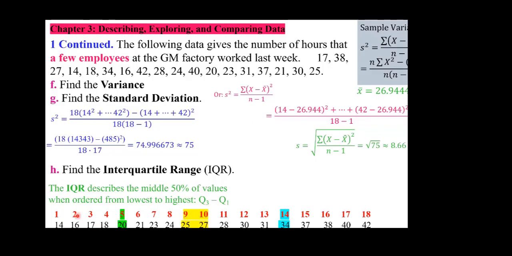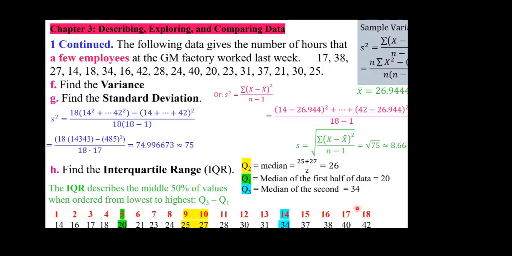Then you do the same thing to the bottom half. The median of the bottom half is Q sub 1. And the median of the top half is Q sub 3. So that's the first thing. So Q sub 2, add these two, divided by 2. That's 26. Now, this part, all of this, remember, we have 18 pieces. So we have 9 pieces all the way from 14 to 25. The middle one is 20. That's Q sub 1. From 27 on, the middle one is 34. And that's Q sub 3.